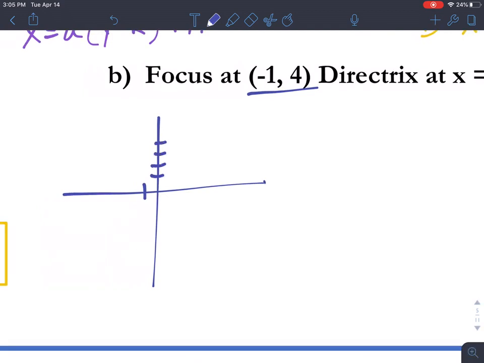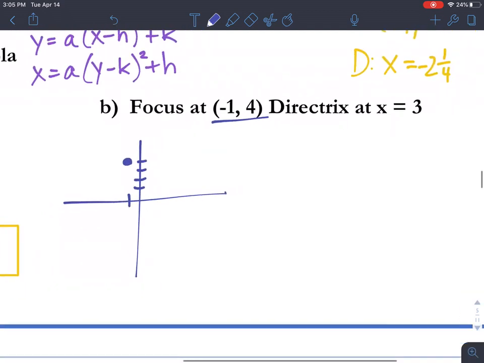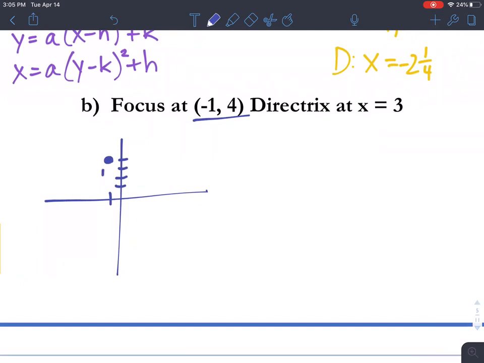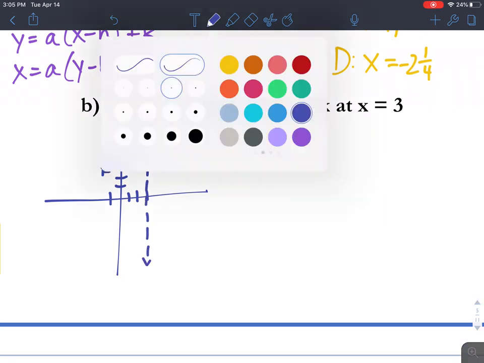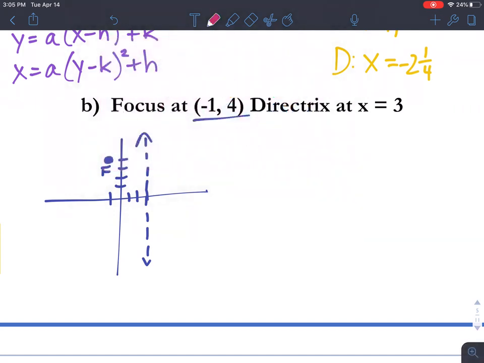(-1, 4). And that's the focus. I'll put a little F there for focus. And then at x equals 3, I've got my directrix. Interesting. Okay, the fact that it's a vertical directrix should be giving something away, which is that the parabola is going to be horizontal. And the reason for that is the vertex has to be exactly in between these two pieces.